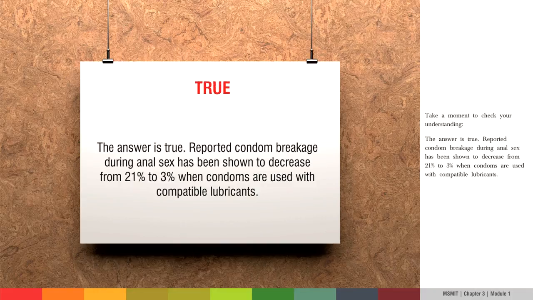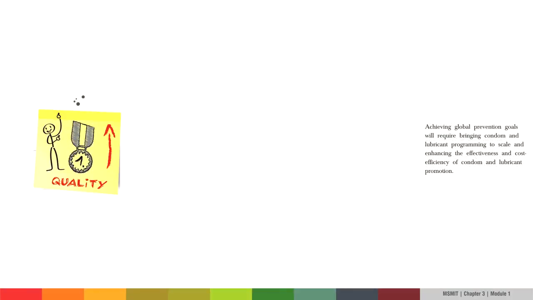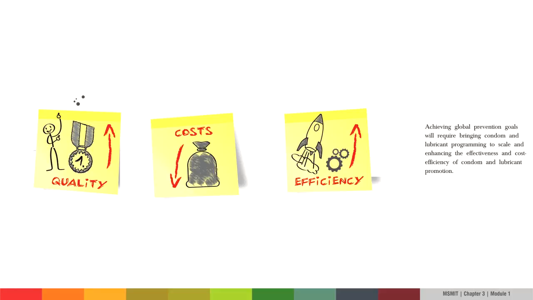The answer is true. Reported condom breakage during anal sex has been shown to decrease from 21% to 3% when condoms are used with compatible lubricants. Achieving global prevention goals will require bringing condom and lubricant programming to scale and enhancing the effectiveness and cost efficiency of condom and lubricant promotion.